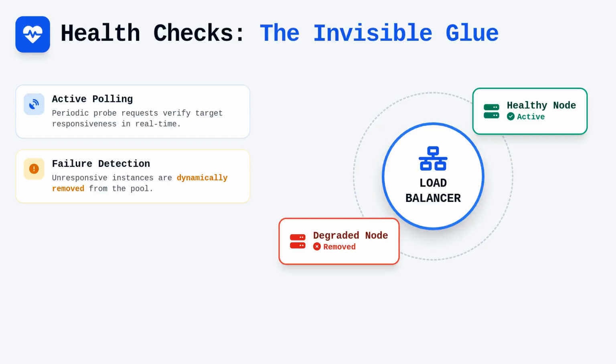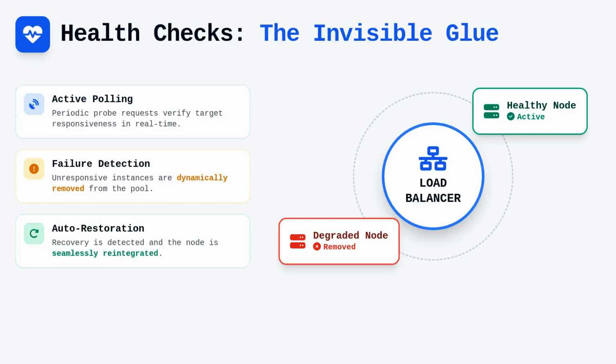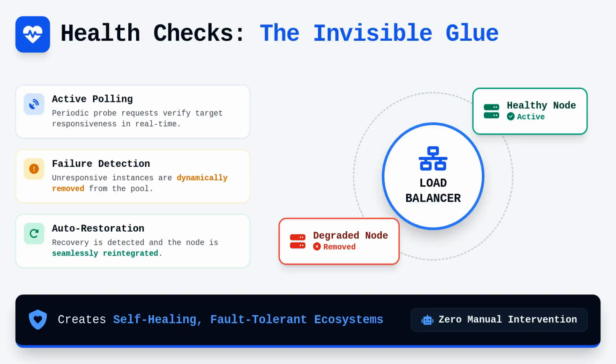When the instance eventually recovers or is replaced by an automated scaling group, the health check process detects the restoration and adds it back into the rotation without manual intervention. This cycle of automatic detection and remediation is the critical feature that transforms manually deployed clusters into self-healing, fault-tolerant ecosystems.